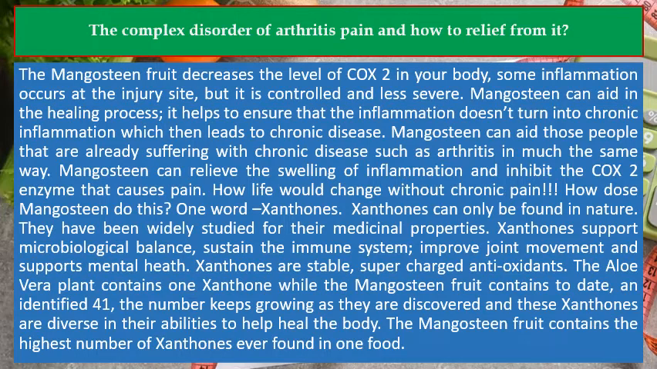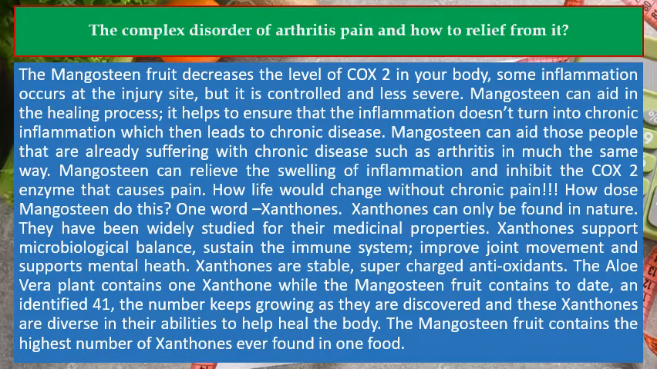Some inflammation occurs at the injury site, but it is controlled and less severe. Mangosteen can aid in the healing process. It helps to ensure that the inflammation doesn't turn into chronic inflammation, which then leads to chronic disease. Mangosteen can aid those people that are already suffering with chronic disease such as arthritis in much the same way. Mangosteen can relieve the swelling of inflammation and inhibit the COX-2 enzyme that causes pain. How life would change without chronic pain.